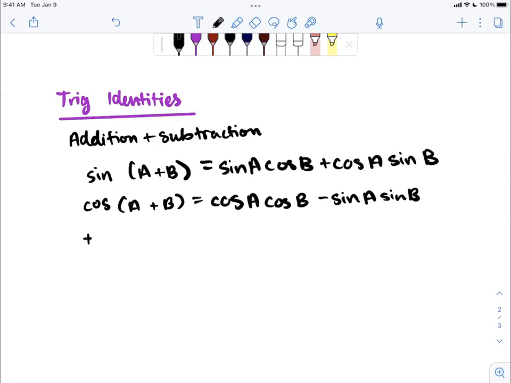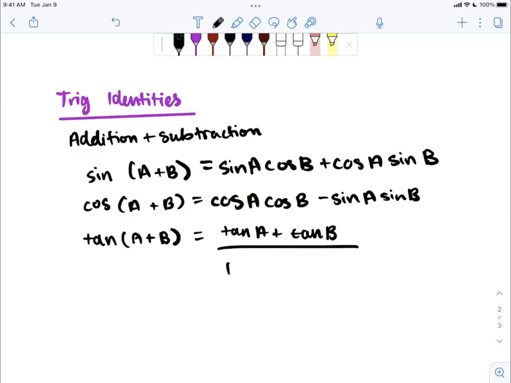Tangent actually has a fraction here. And tangent is, remember, sine over cosine, but we actually have a different formula in terms of the tangents. And this is going to be equal to tan A plus tan B over 1 minus the product.